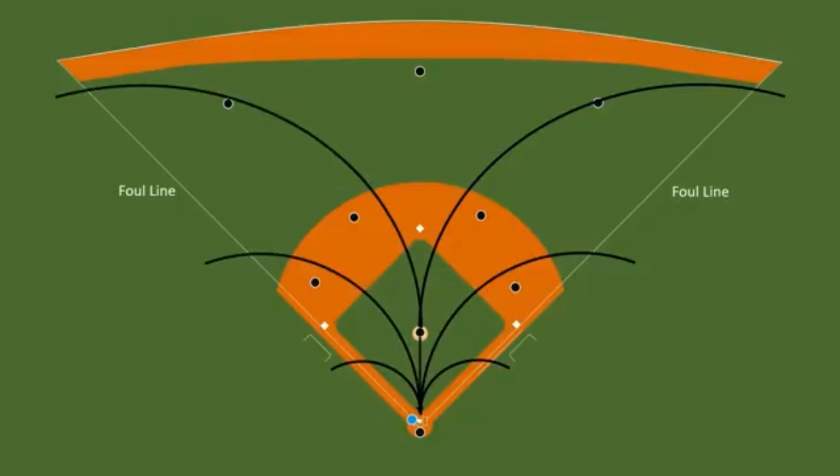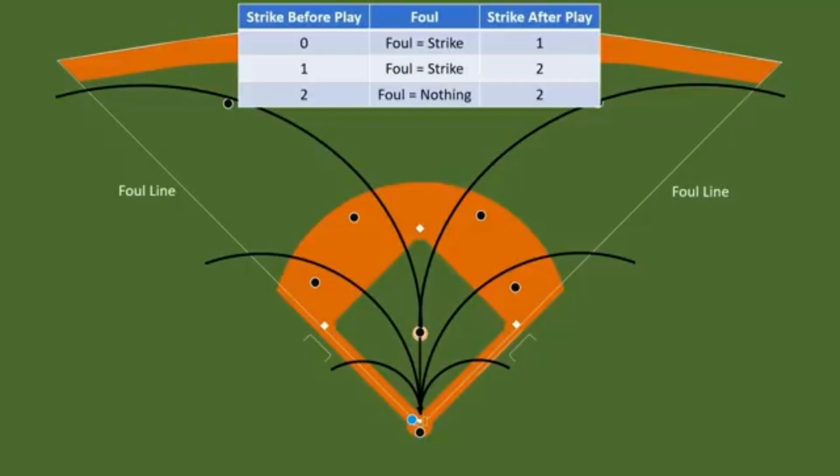So what is really a foul ball? Is it a strike or a ball? It depends upon the situation. If there's 0 strikes and there's a foul, then that is counted as a strike. If there's 1 strike and it's a foul, then it is counted as a strike. If you have 2 strikes and then you foul, it doesn't really count. So if you have 0 or 1 strike, then the foul would be counted as a strike. If you have 2 strikes, then a foul doesn't really mean anything.